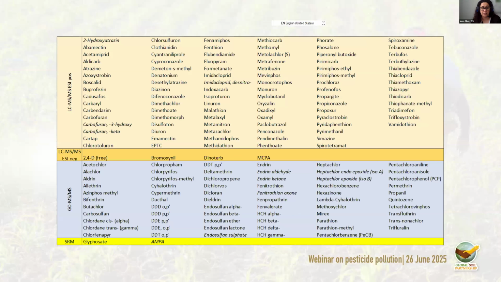Not going into details, but I just want to highlight that we analyzed active substances, we analyzed metabolites, and we employed different methods to have as comprehensive an overview as possible.